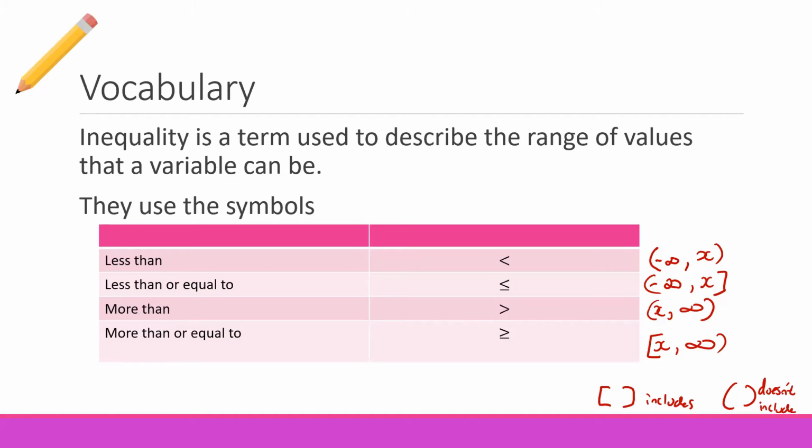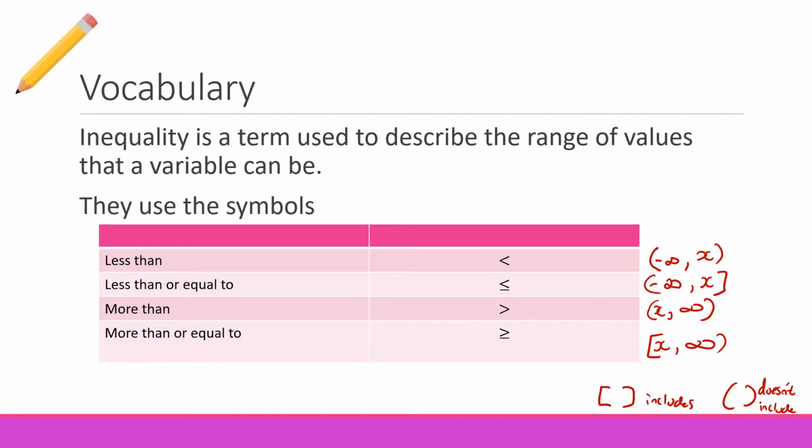So here we go. Inequality is the term used to describe the range of values that a variable can be. You can describe these using less than or greater than symbols. You can also use circle and square brackets. Circle brackets mean that it doesn't include the value. Square brackets mean it does include the value. You obviously can't include infinity, so there's always a circular bracket on negative or positive infinity.